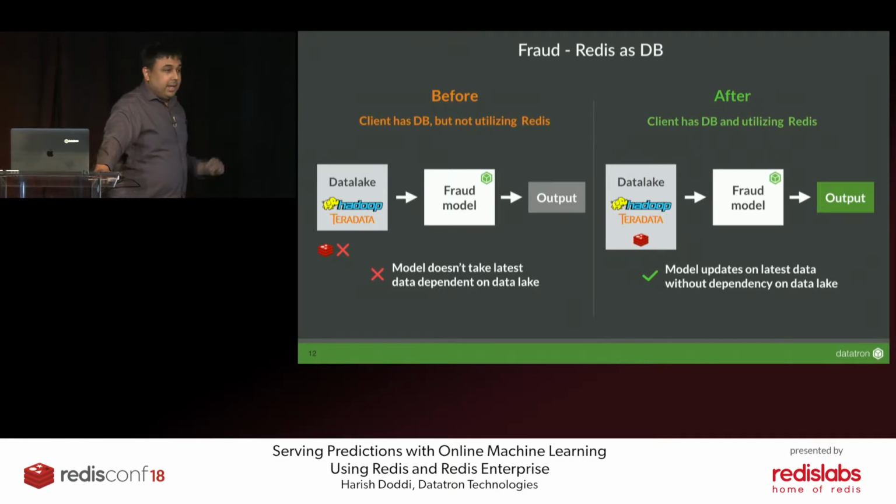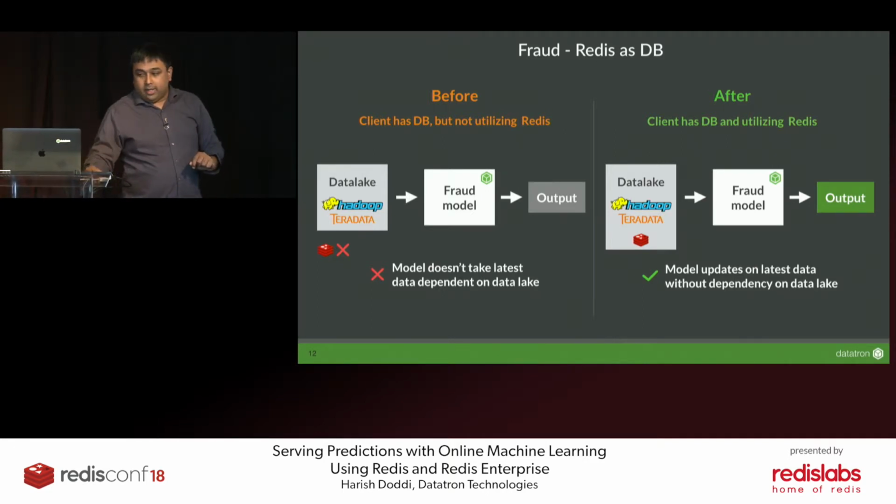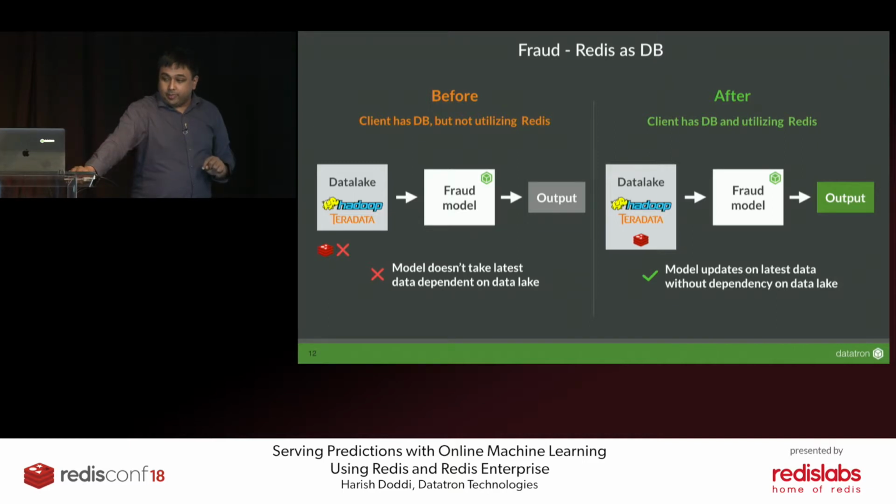So this is another example I was telling you of using Redis as a database. Primarily, the data lake would be the most general source for building all these models. This is a simple example where we are building a fraud model. Fraud models are typically built over a period of time, like 1 year worth of data, 5 years worth of data, 10 years worth of data.